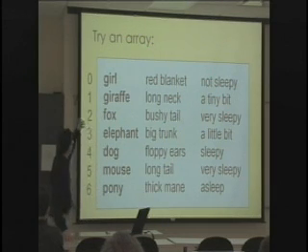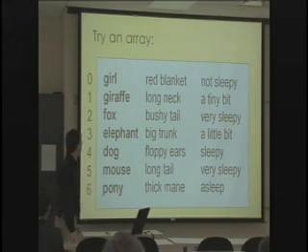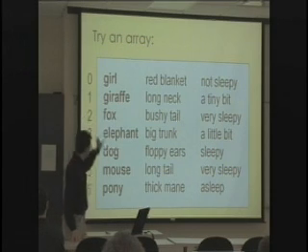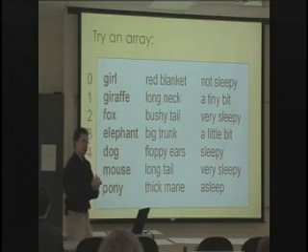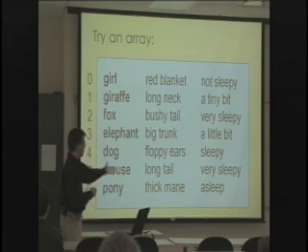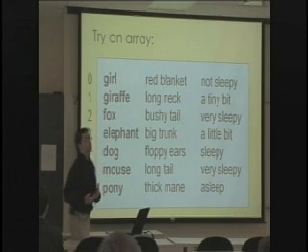So for the book, we could have an array, say with, it turns out there's 7 animals in this story. That maybe we could use 3 parallel arrays, 0 to 6. The first one has the actual type of the animal. The second one has, each animal had a different attribute. So like the girl had a red blanket, the giraffe had a long neck, the pony had a thick mane, and then the last one was how sleepy they were.